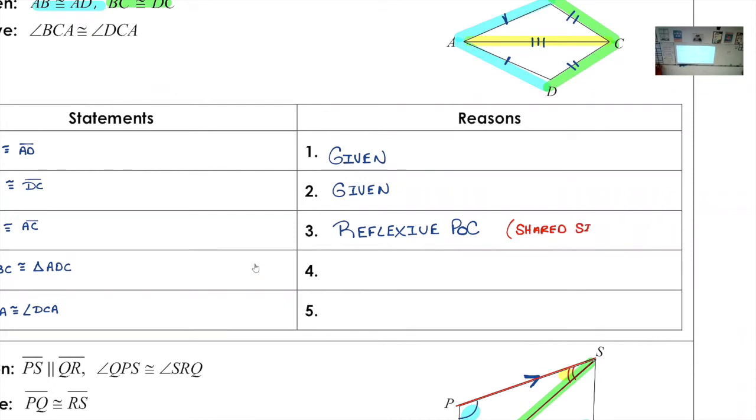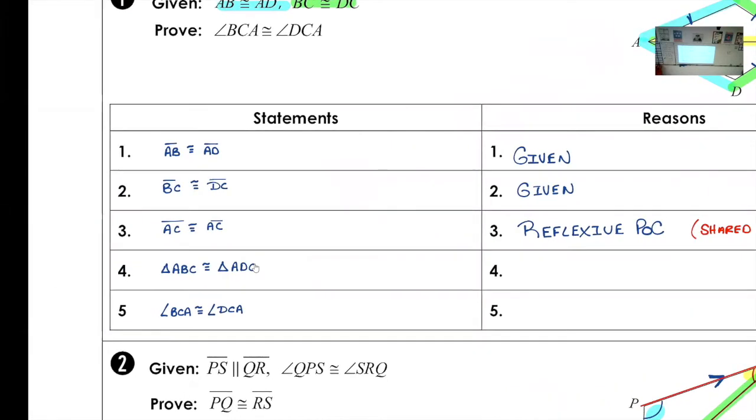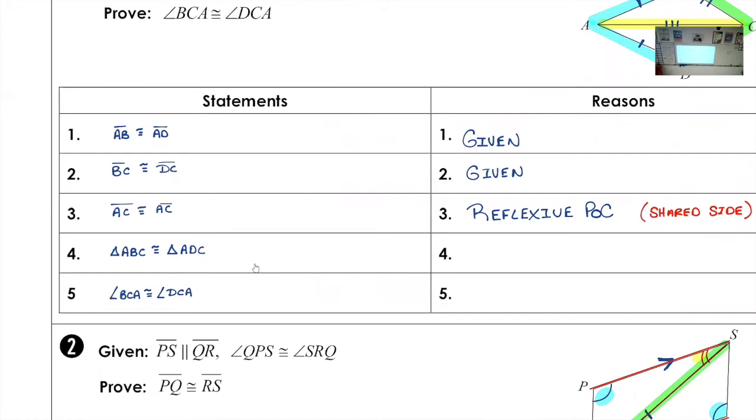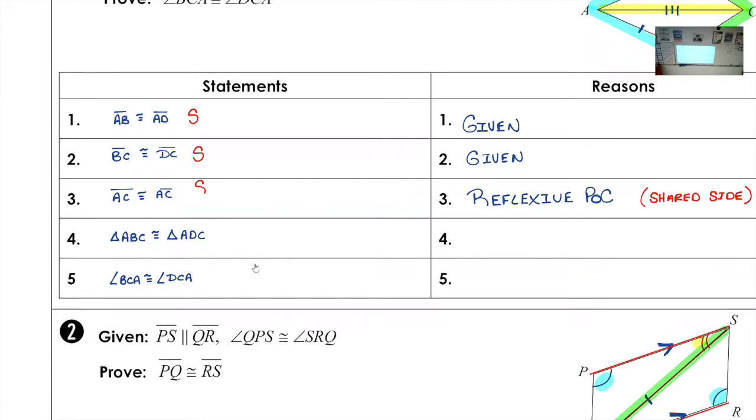How many pieces did we need to be able to show congruence? 3. Do we got our 3? Statement 1, side or angle? Side. Statement 2, side or angle? Side. Statement 3, side or angle? Side. So why are our triangles congruent? Side, side, side. The last couple weeks, this is where we stopped.